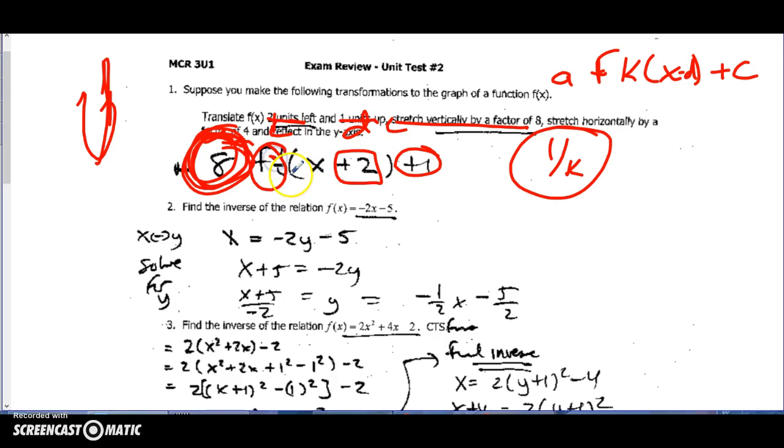The negative here deals with the reflection. The reflection is on the y-axis. X, y, this is the y-axis. So if I flip it this way, so it's here, I flip it over here, that is a horizontal flip. So again, negative on the x, not the function.